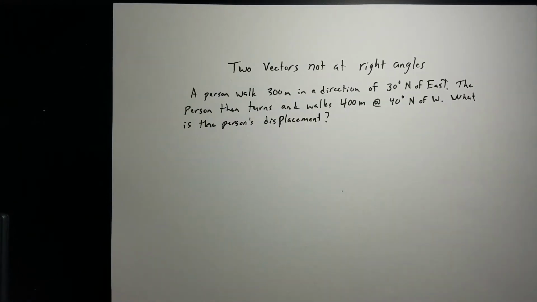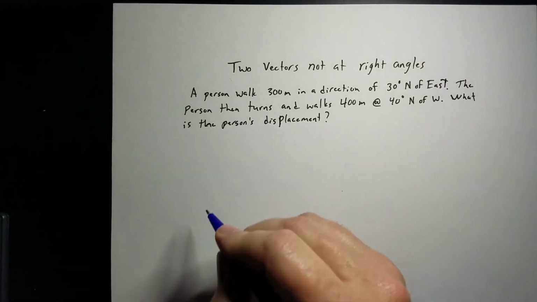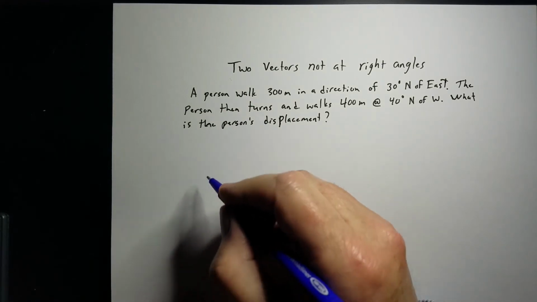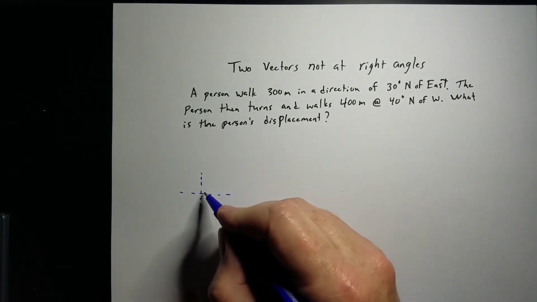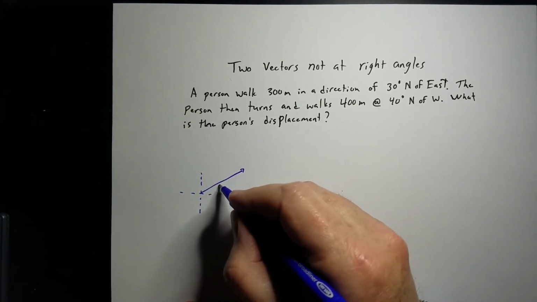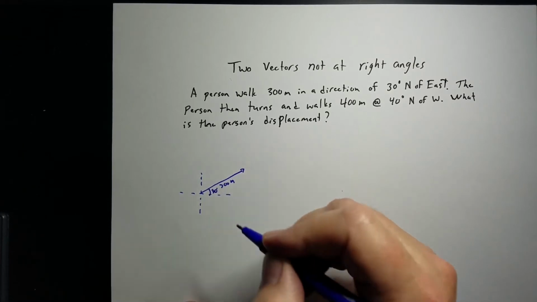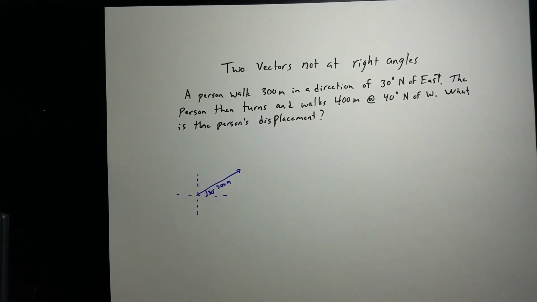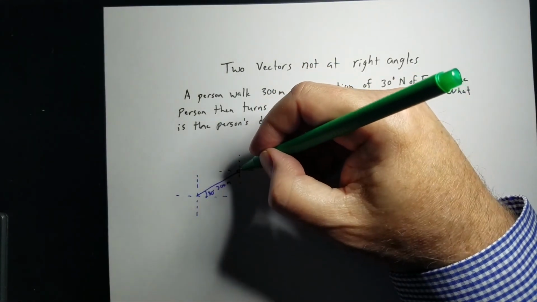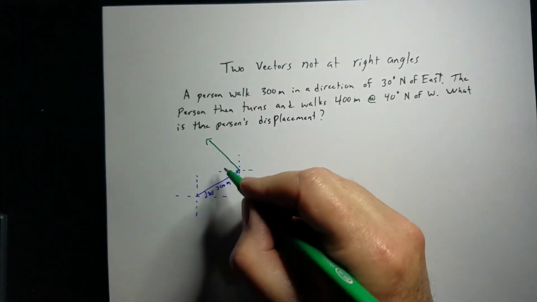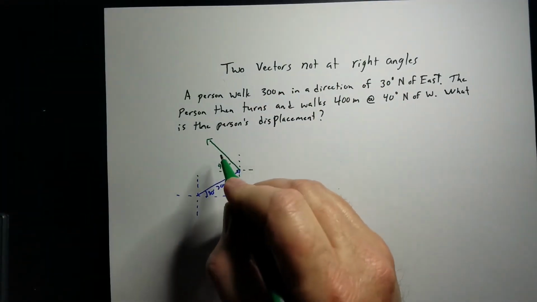We've got two vectors that aren't at right angles to each other. So let's take a look at these. We've got one that's 300 meters, 30 degrees north of east. And then from there, we've got one that is 400 meters north of west. So somewhere around there.